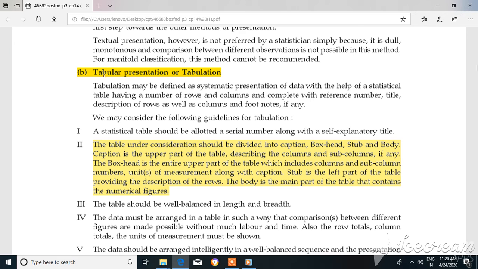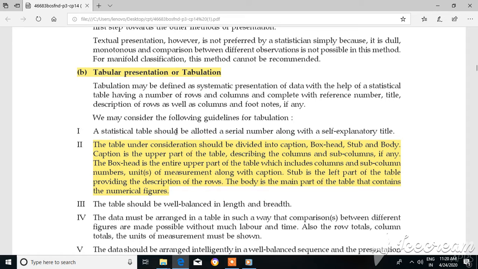Now, the second type of presenting data is tabular presentation, or tabulation. So, we have to represent our data in tabular form. What are the basic requirements for this tabulation, or for this tabular presentation? Here are some of them.